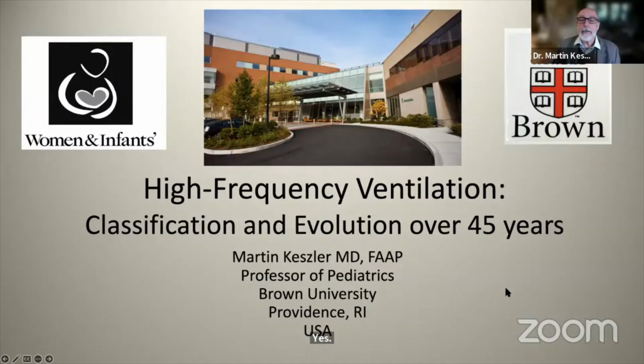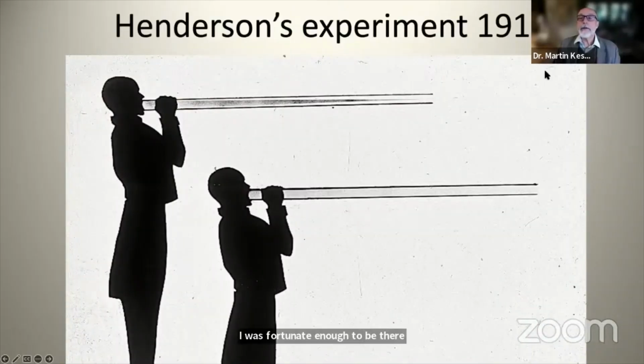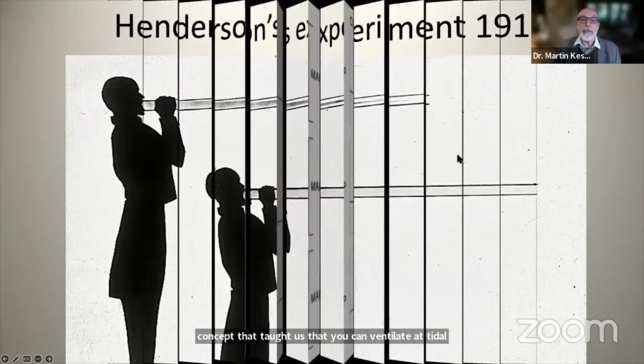I was fortunate enough to be there, not quite this far back in 1915, but at the beginning of clinical application. The whole concept did start with a gentleman who noticed that his dog was panting very shallowly and yet did not appear to have any problem exchanging air. And he demonstrated that with rapid blowing down a tube, you can have a spike of gas penetrating through the resident gas. And that was sort of the earliest concept that taught us that you can ventilate at tidal volumes that are near or perhaps even below anatomical dead space.